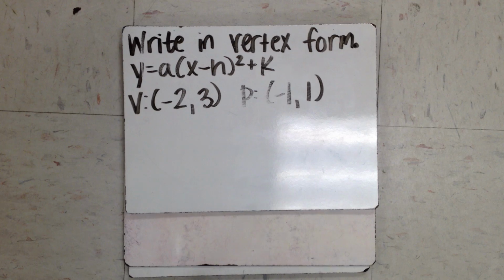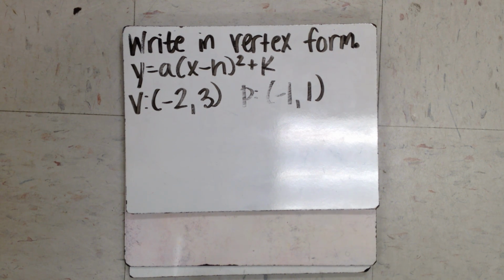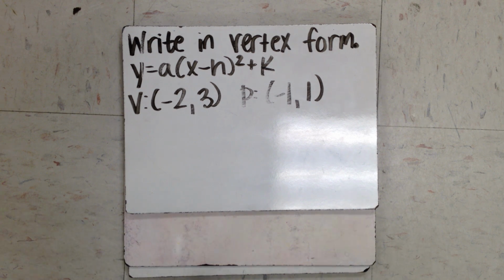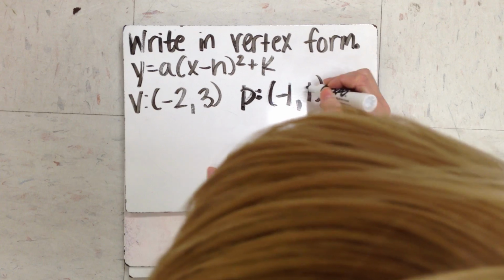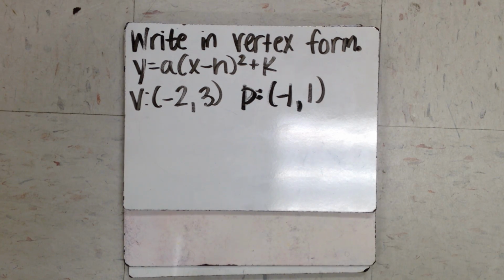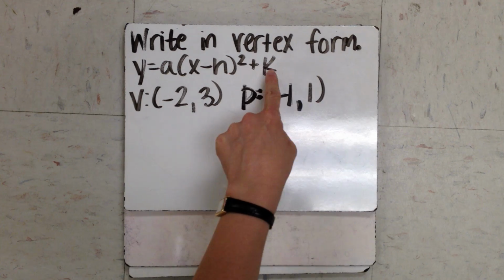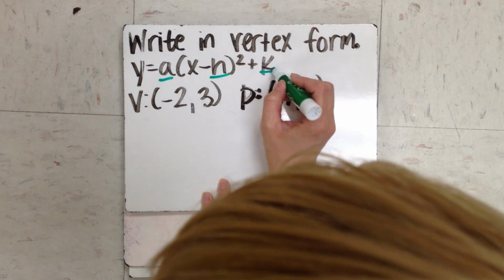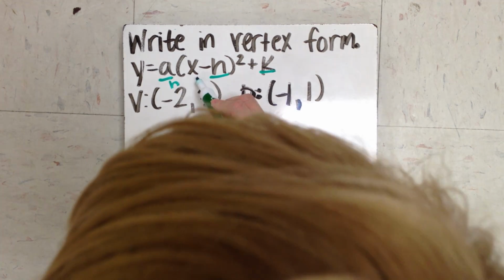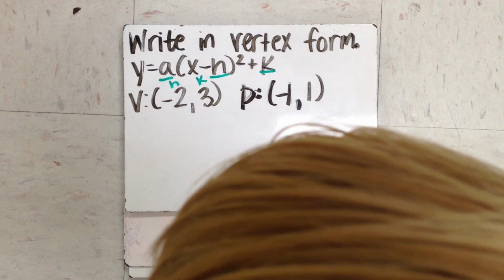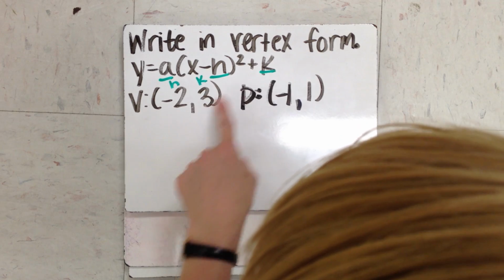Our first problem, we're asked to write it in vertex form. Keep in mind, as a reminder, vertex form for a quadratic function is y equals a, open parentheses, x minus h, close parentheses, squared, plus k. We're given that our quadratic has a vertex of (-2, 3), and the point that we're given on it is (-1, 1). So in order to write it in vertex form, we need to know a, h, and k. Right off the bat, we know h and k because that's our vertex. The h value is the x value of the vertex. The k value is the y value of the vertex. So we know -2 is h and 3 is k.